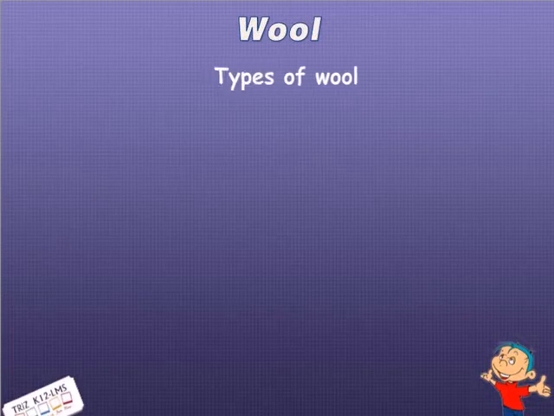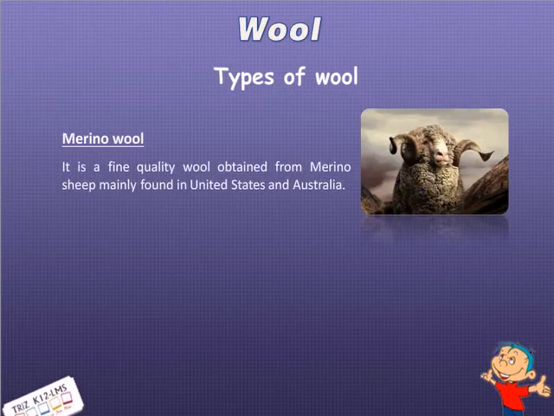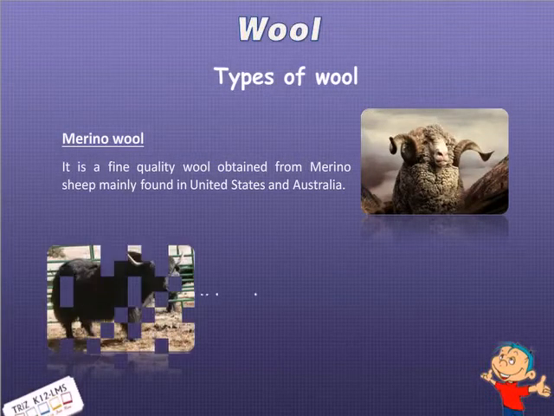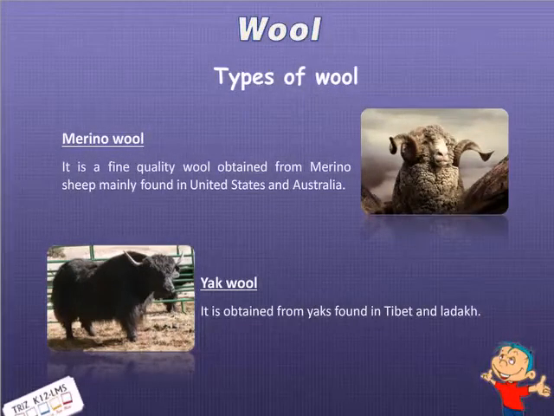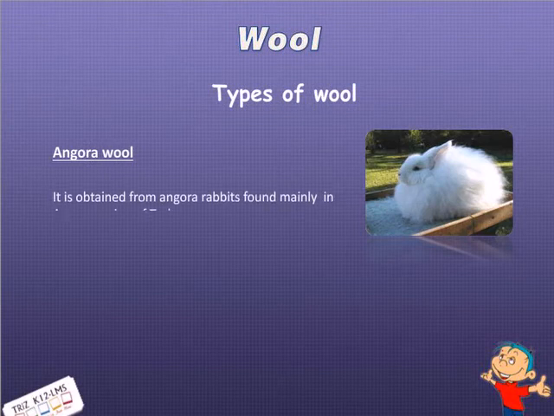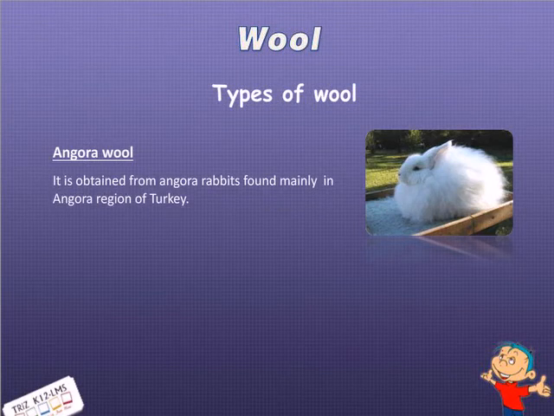Types of wool. Merino wool. It is fine quality wool obtained from Merino sheep, mainly found in the United States and Australia. Yak wool. It is obtained from the yaks found in Tibet and Ladakh. Angora wool. It is obtained from Angora rabbits, found mainly in the Angora region of Turkey.